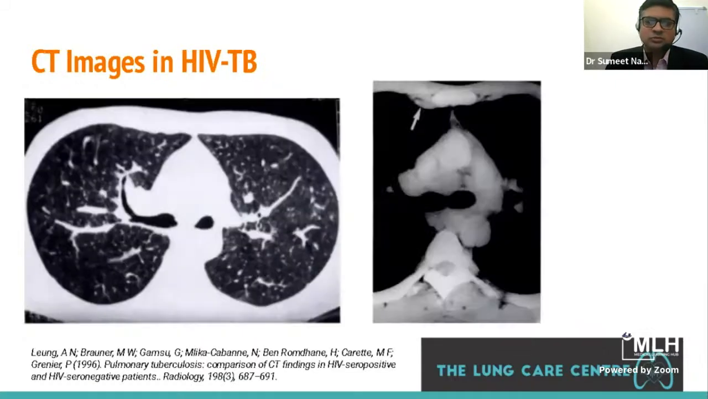I'll also show some of the CT scans. On the left side, we can see multiple randomly placed nodules of varying sizes. Some of them are confluencing and some of them are even calcified nodules. On the right side, we can see a mediastinal window of the CT scan, which is showing massive mediastinal lymphadenopathy. And if we have a closer look, this arrow is pointing to an enlarged intramammary lymph node. So we said that lymphadenopathy is a common feature in HIV positive individuals who get tuberculosis.